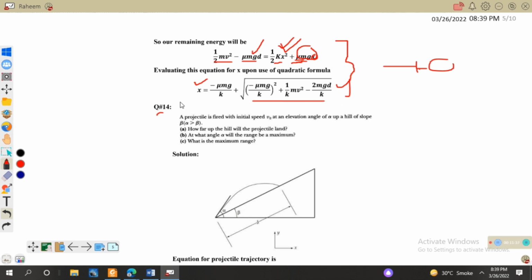Another question, which is question 14. I have already discussed this question, but due to some reason it was not completely cleared in that recorded section, so I will record it again. If a projectile is fired with initial speed v naught at an elevation angle alpha up a hill of slope beta, this is a slope of angle beta, and we are firing the projectile at an angle alpha. If this total angle is alpha and this is beta, then this will be equal to alpha minus beta.